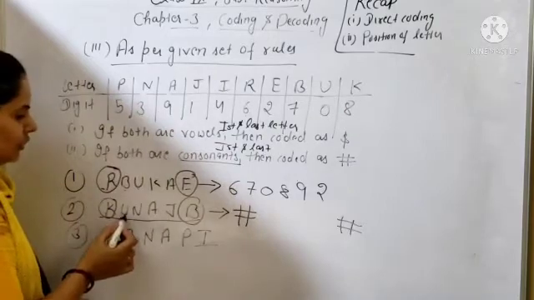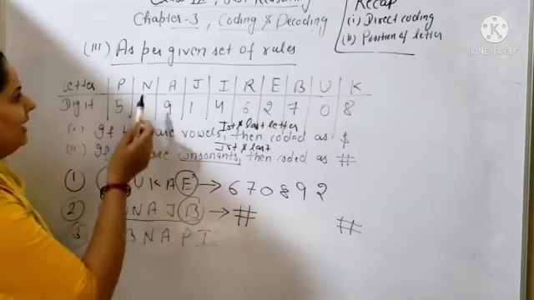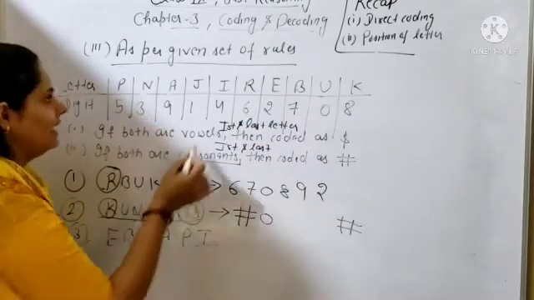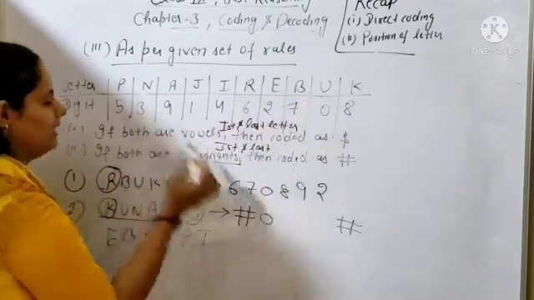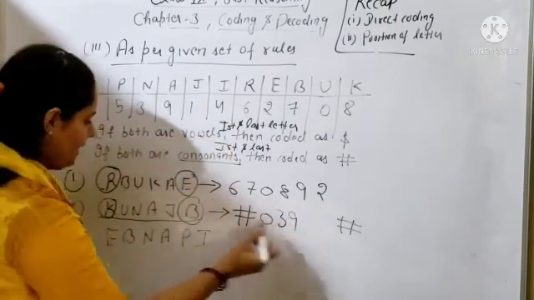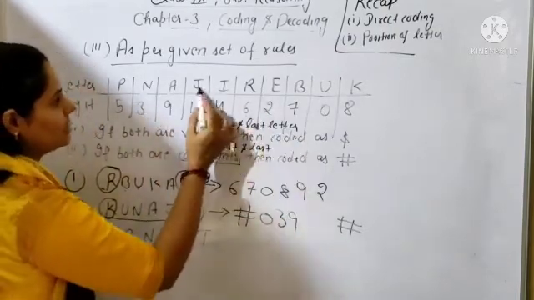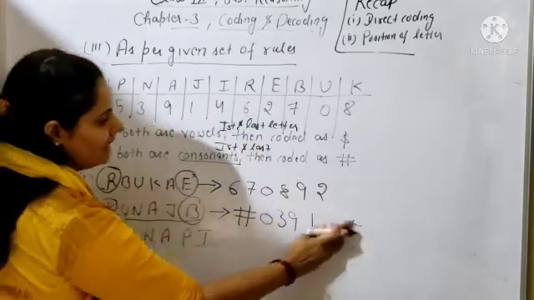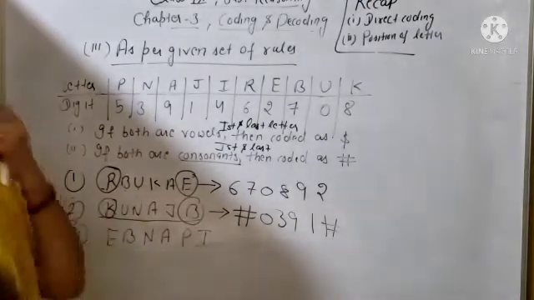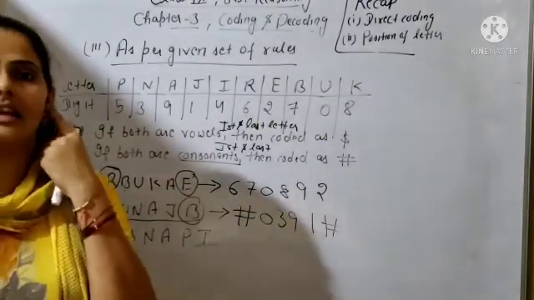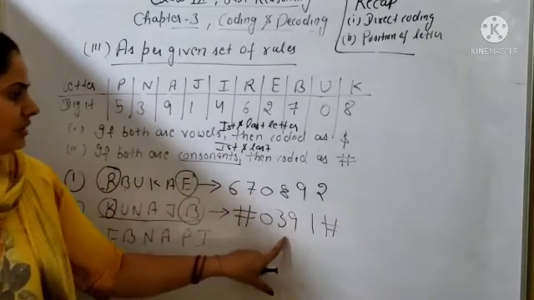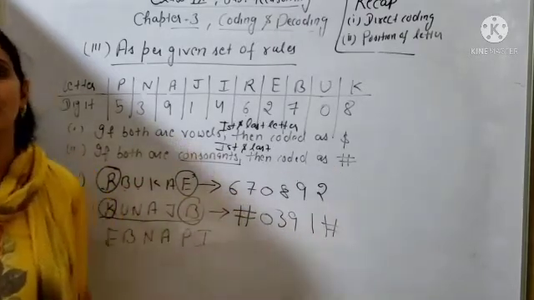After that, what is left? U, N, A, J. U is coded as 0. Clear? Now N is coded as 3. Next, A is coded as 9. And next, J is coded as 1. And after that it will be H, because at the place of K and B, both letters are consonants, and in place of consonants you will put the sign H. So H, 0, 3, 9, 1, H. This will be your answer.